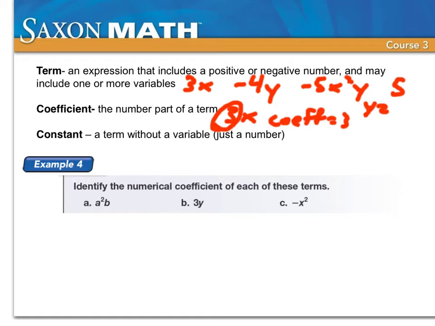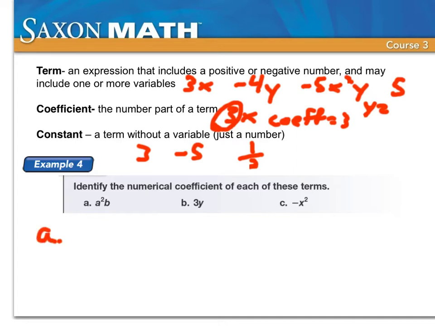Then a constant is just a term that doesn't have a variable. It's just a number. So like 3 or negative 5 or 1/2. Okay? Those are all constants. Terms without variables. So they don't have a letter with them. Alright, let's go on to these examples down here. These should be relatively easy.